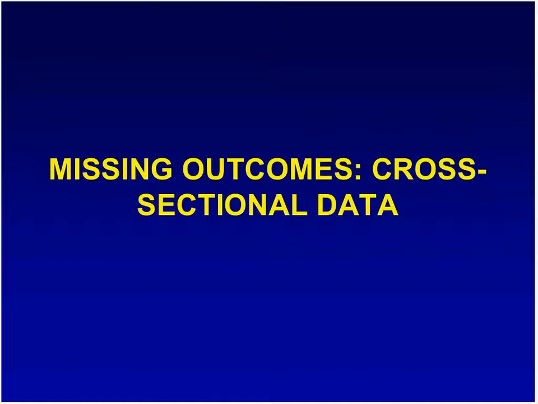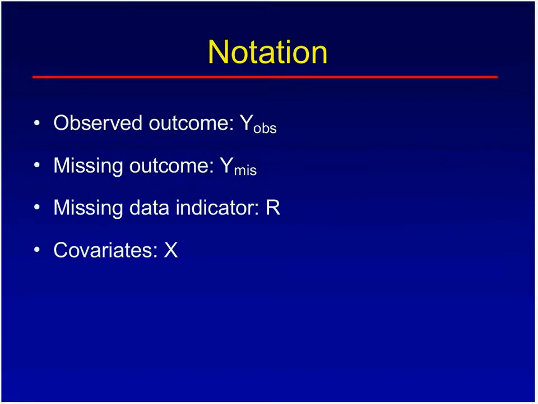So let's start with missing outcomes when you have cross-sectional data. I'm not talking about dropouts here, but just study participants who don't have an outcome observed. So we'll use some standard notation. Our outcome will be Y, and if it's observed, we'll call it Y obs, and if it's missing, we'll call it Y miss. We're also going to think about a variable that is like a selection variable, the indicator R of whether it's observed or missing. And we'll have covariate X.